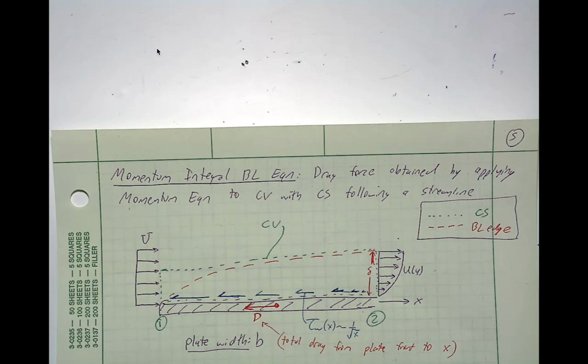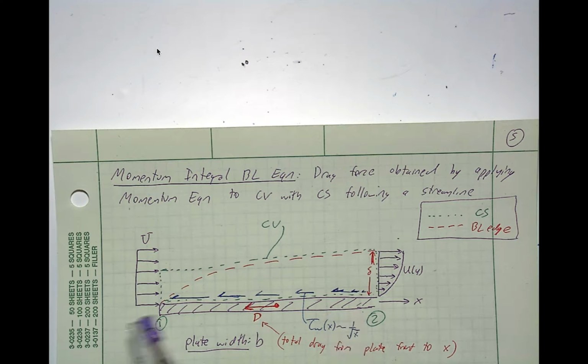All right, so in this video, I'm going to have the derivation here of the momentum integral boundary layer equation, and that relates the wall shear stress to the boundary layer thickness and how it changes along the plate edge. And so, what we have drawn here is the boundary layer.